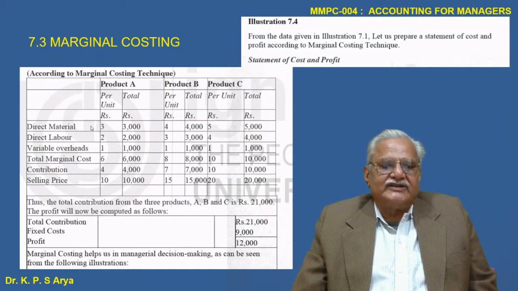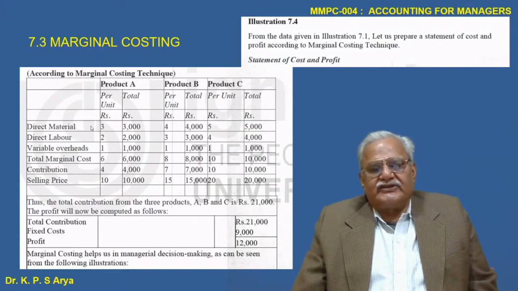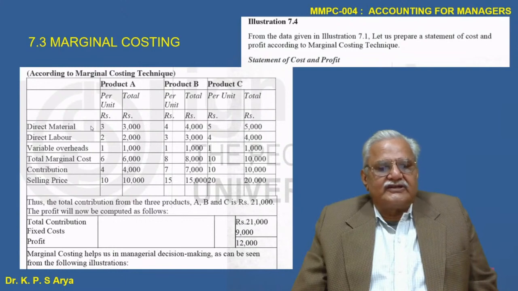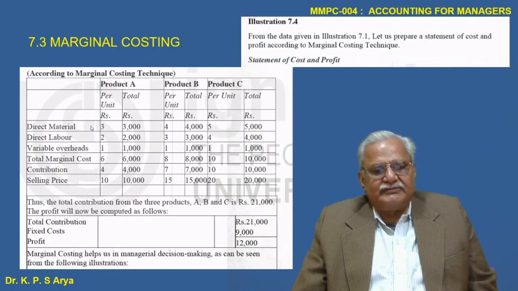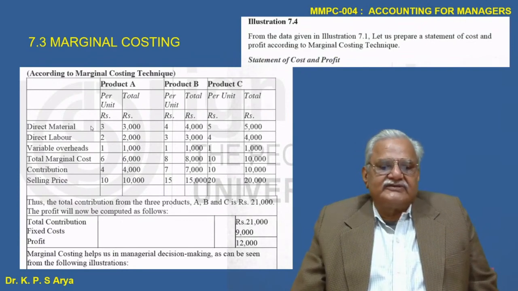Similarly, in product B, the contribution after deducting 8,000 from 15,000 is 7,000. And in product C, the contribution is 10,000. So the total contribution from these three products A, B, C is 21,000: 10,000 plus 7,000 plus 4,000. The profit will now be computed as follows. Contribution 21,000, fixed cost 9,000, the profit is 12,000. Marginal costing thus helps the manager in taking decisions, as can be seen from this illustration.